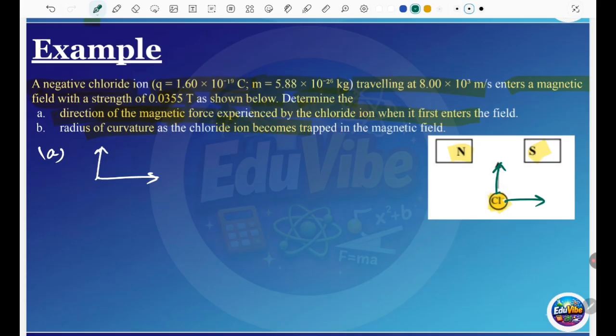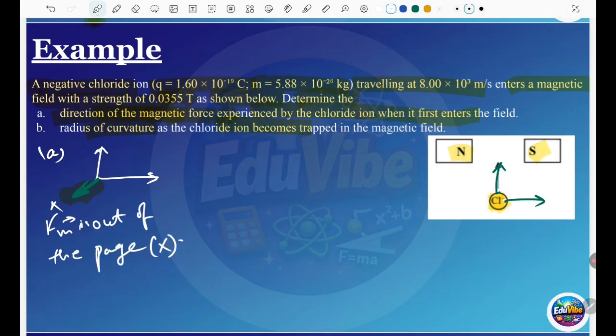And if this goes like this and this goes like this, where does your magnetic force go? When you do the right-hand rule, you can see it goes out of the page, not into the page. So Fm is out of the page. You can show this by the cross sign if you want. So it is out of the page in that case.